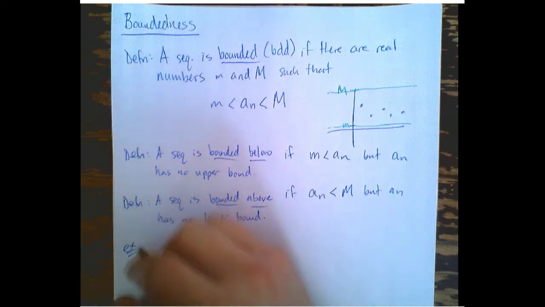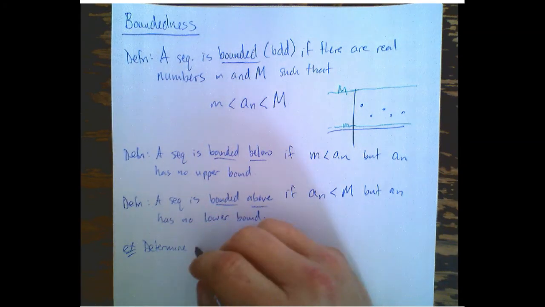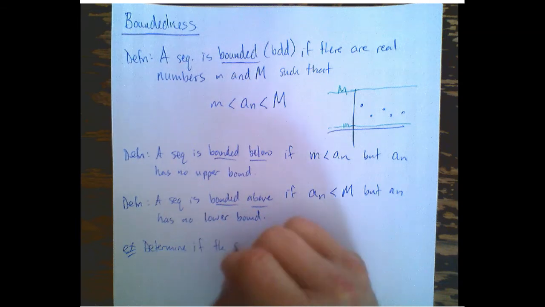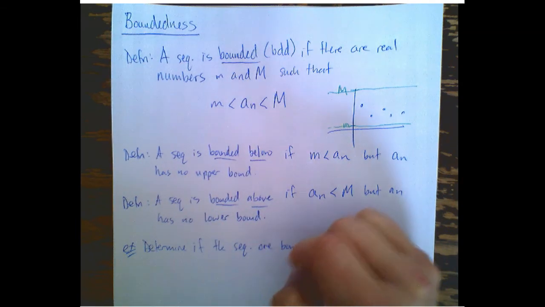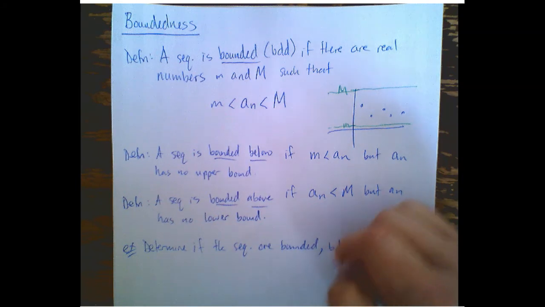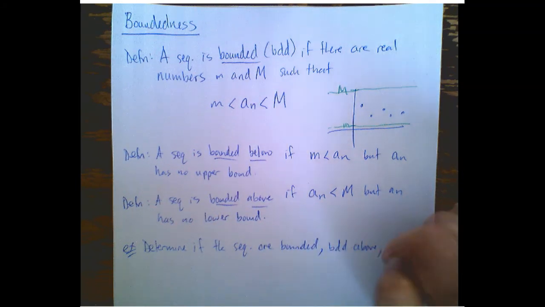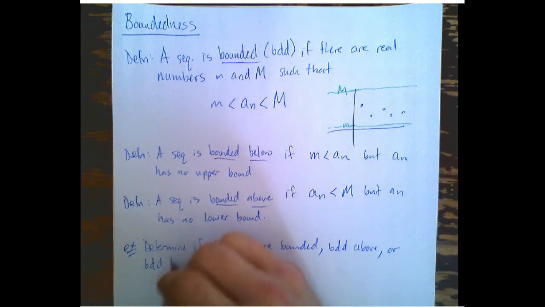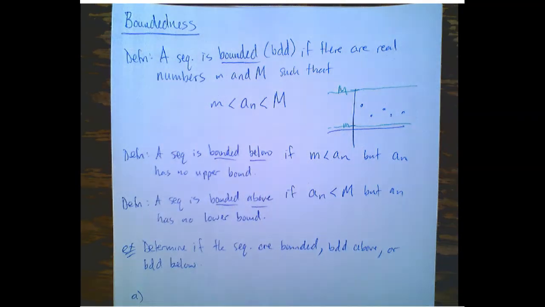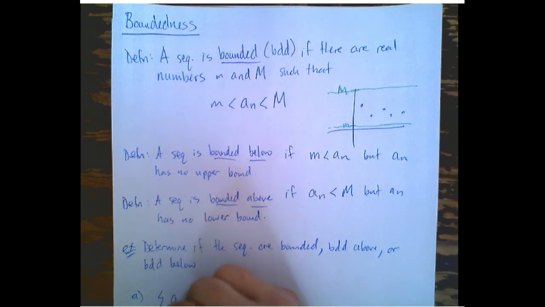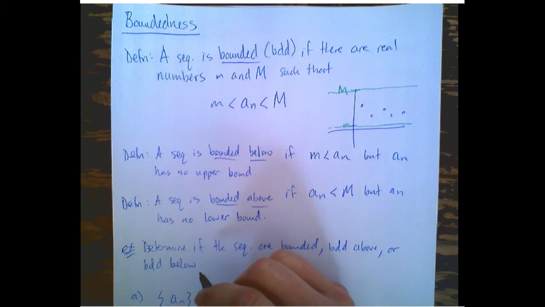So let's look. Determine if the sequences are bounded above or bounded below. Okay. Sigma a_n is 1 over n.